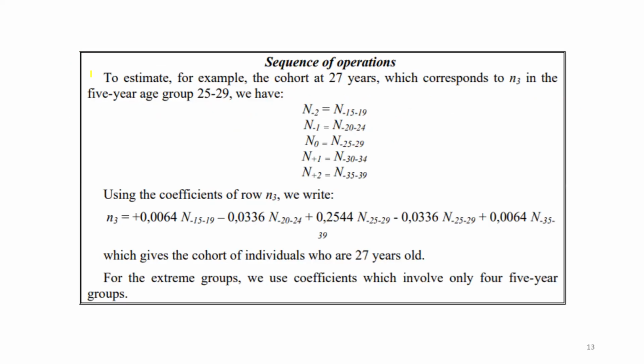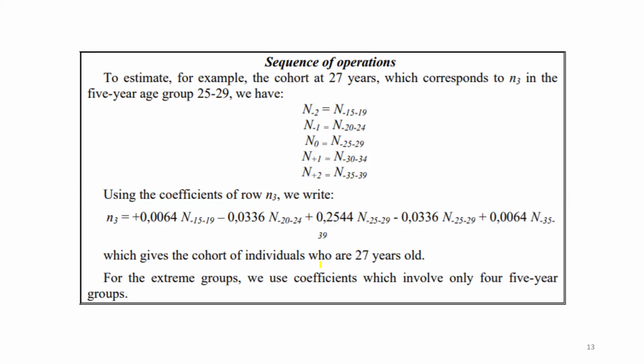To estimate, for example, the cohort at age 27, which corresponds to N3 in the 5-year age group 24 to 29, is given. Now forget about the 10-year cases. As I told you earlier, we are using only 5-year cases here. So if you have your data set in 10 years, first you need to convert those into 5-year age groups. Then you can apply these techniques.